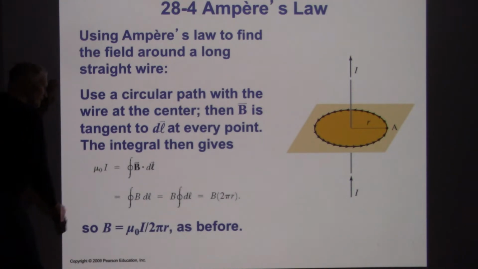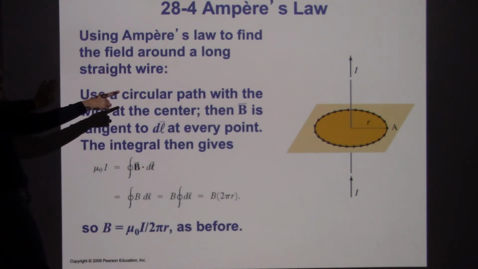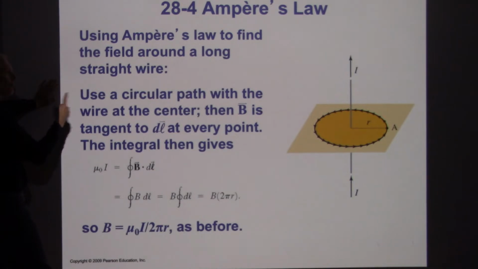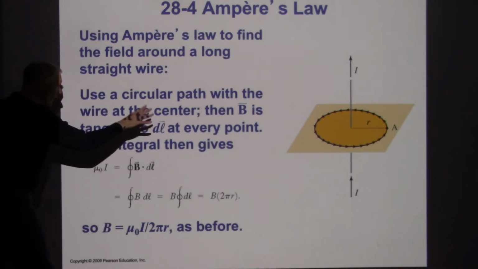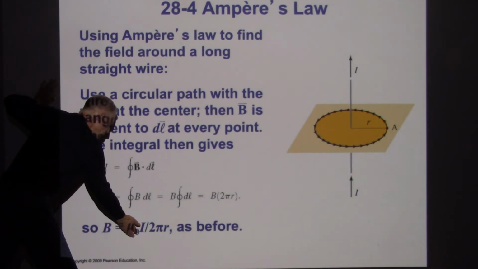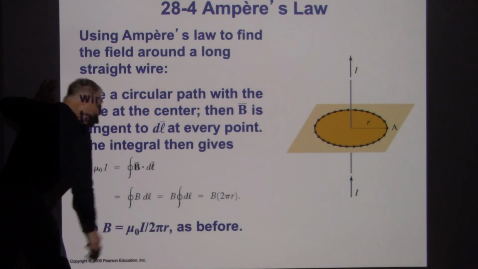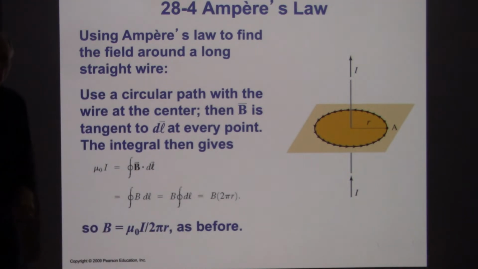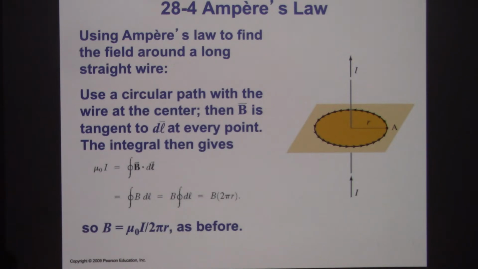And what it says is, when I solve this for a long straight wire, the magnetic field surrounding the wire with current running through it will be mu naught times I divided by 2 pi divided by r. That's the formula we've been using, and this is one of the ways to derive that formula.